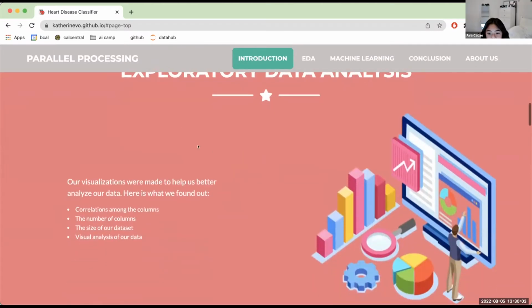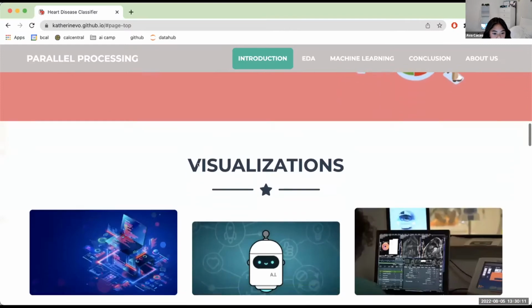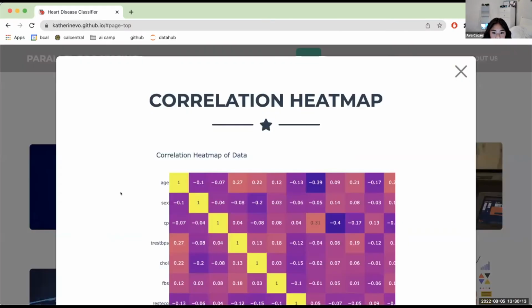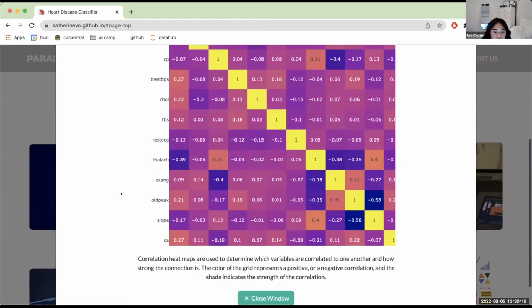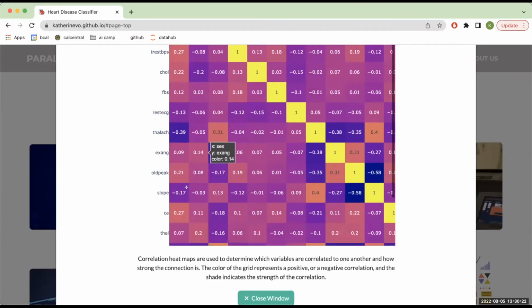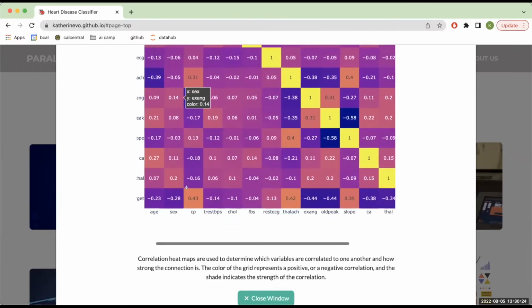The following visualizations helped us find correlations among the columns, the number of columns, the size of our dataset, and a visual analysis of our data. This is a correlation heat map that is used to determine which variables are correlated to one another and how strong the connection is. The color of the grid represents a positive or a negative correlation, and the shades indicate the strength of the correlation.